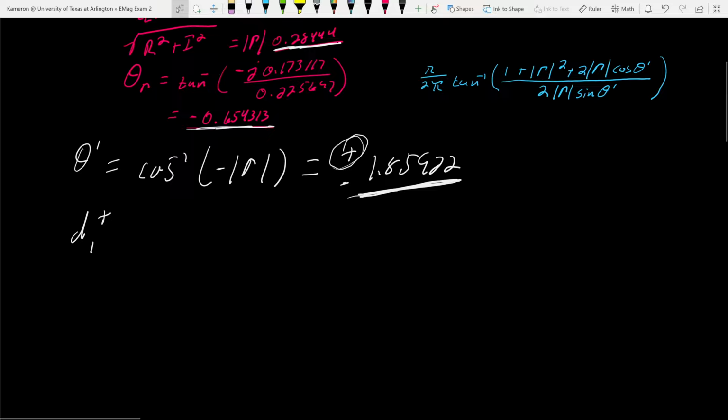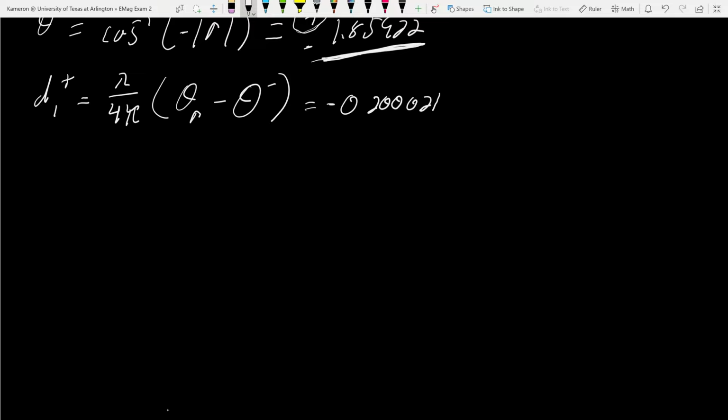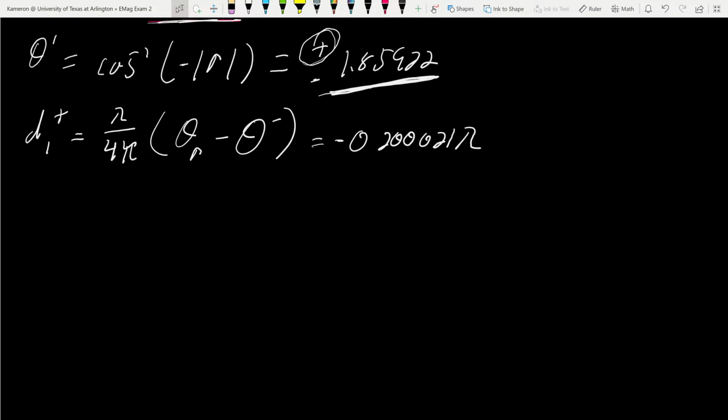For our D1, D1 is equal to lambda over 4 pi times theta gamma minus the positive value of theta prime. That gives us a value of negative 0.200021 lambda. Obviously this isn't a real distance we can use, and since the magnitude of our impedance is the same every lambda over 2, we're going to add lambda over 2 until we get a value we can use.